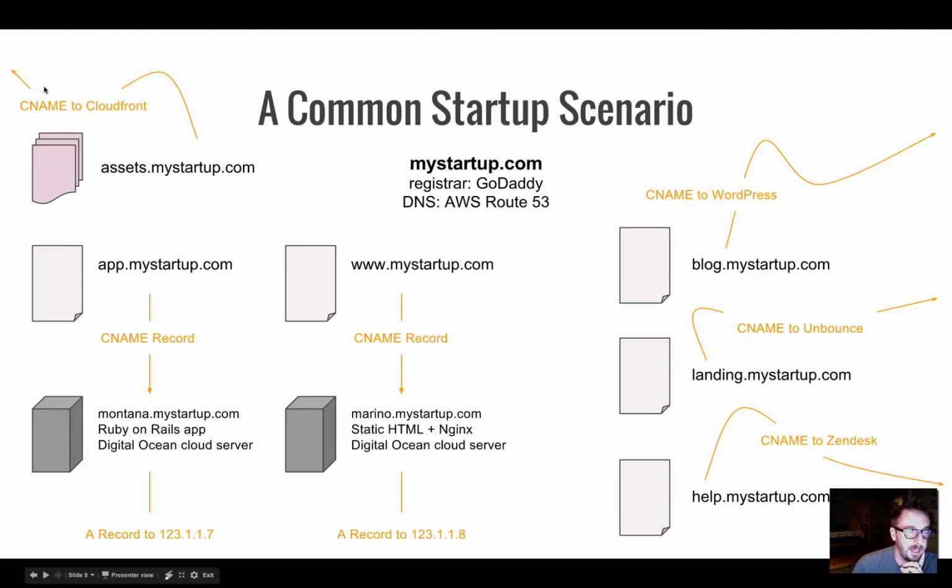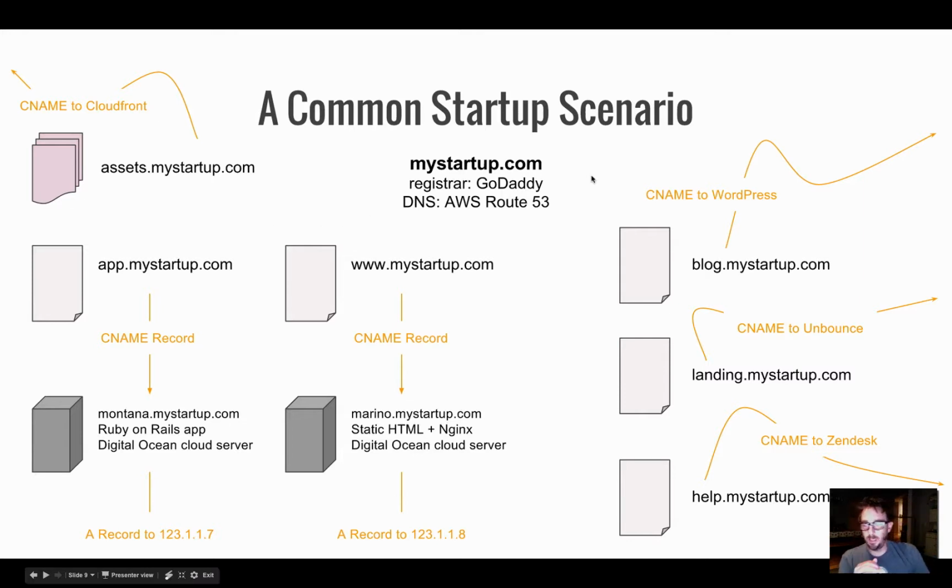So I'm going to have another subdomain. It's going to point to maybe my CloudFront setup and my S3 setup. So I'm going to set up something like assets.mystartup.com. I'm going to have a CNAME pointing to that. Okay, so let's go over here.